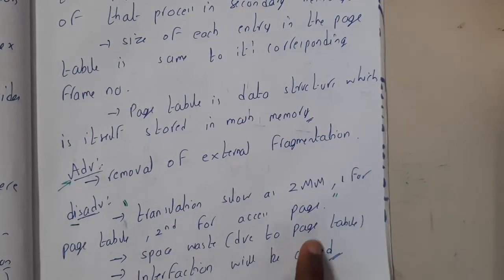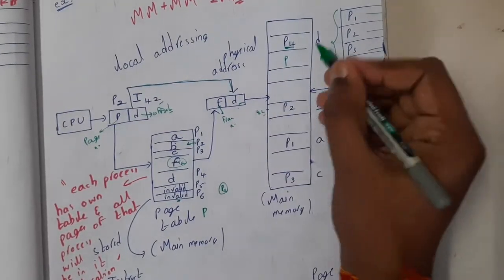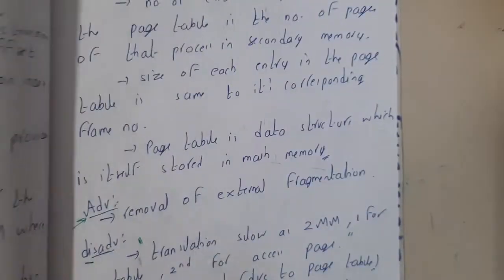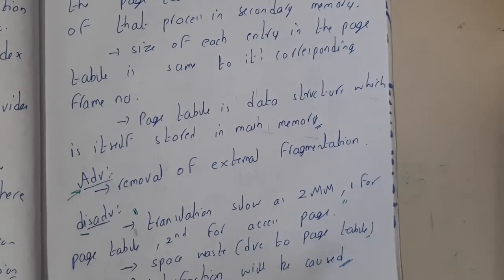Next, space wastage due to the page table. Again, we are going to store this page table also in our memory, right? So this is also going to consume some space, right? Yes. Similarly, internal fragmentation will be caused.